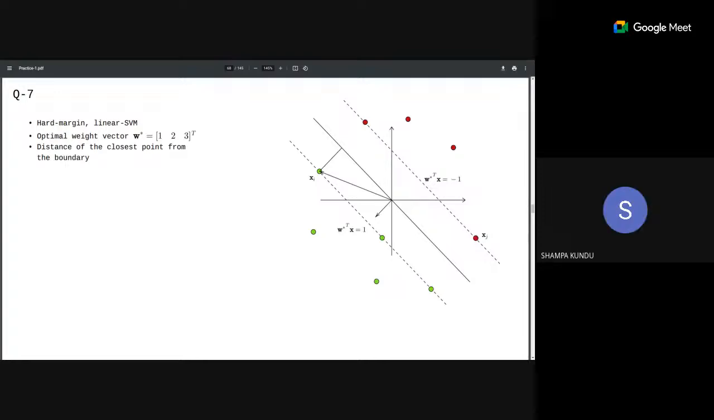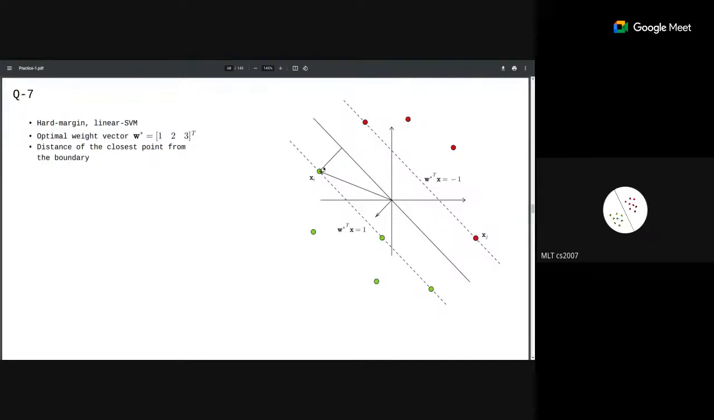How did you get the data point? No, this is just for illustration, right? This is not the actual data. It is just an illustrative diagram. The diagram will not appear in the question. It is not a part of the question. It is just to explain the solution.